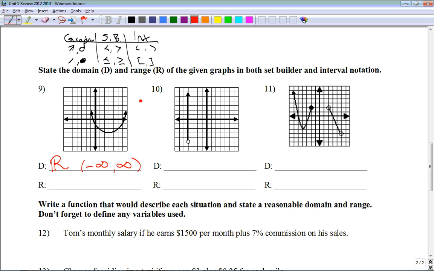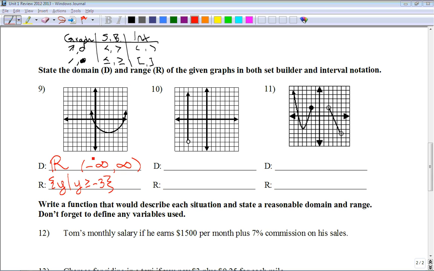Always work from the bottom to the top, smallest to largest. So we're going to have the set of all y values where. So we're going from -3 to the infinity, but infinity cannot be in set builder notation. So all we have to write is y is greater than or equal to -3. And that implies we're going towards infinity. As far as interval notation goes, we are going from -3 again to infinity.